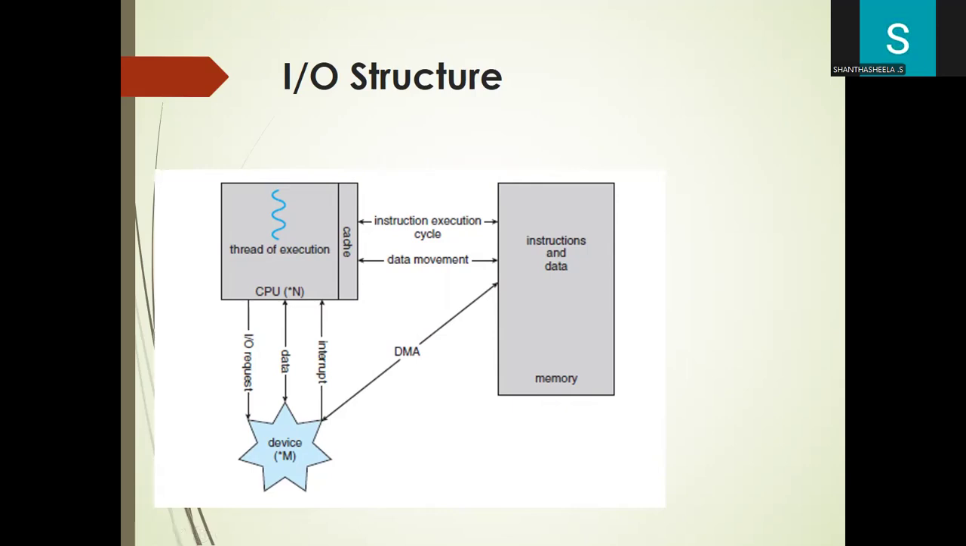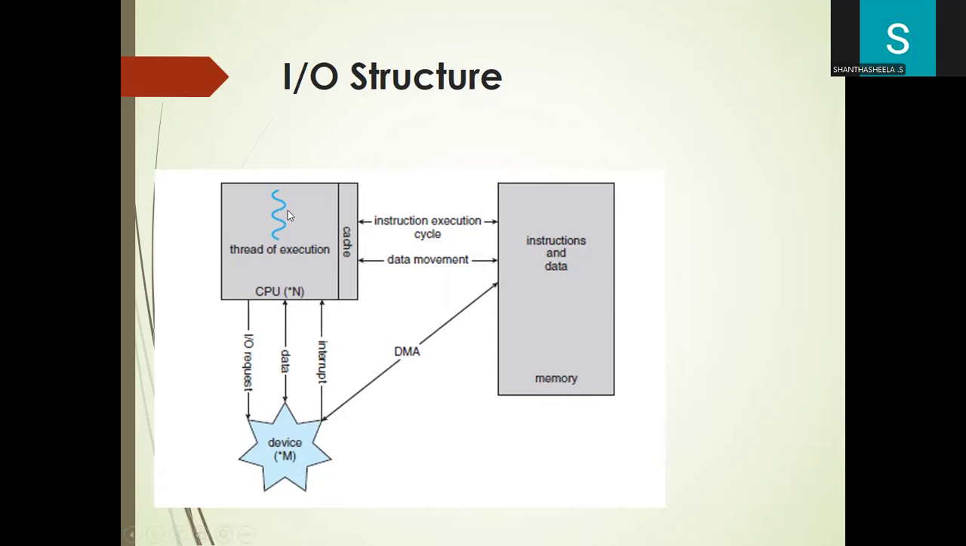So one interrupt will be generated per block, and it will be given to the device driver. That is, without the intervention of the CPU, blocks of data will be transferred between the device and the memory. That is what is given in the diagram.